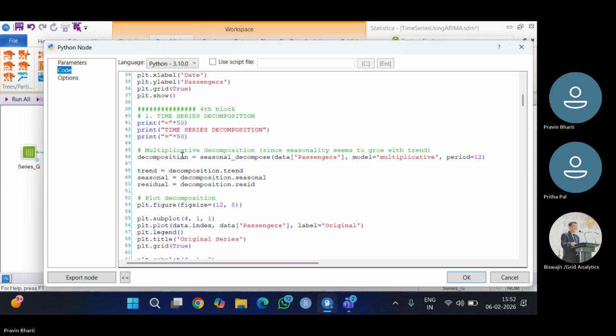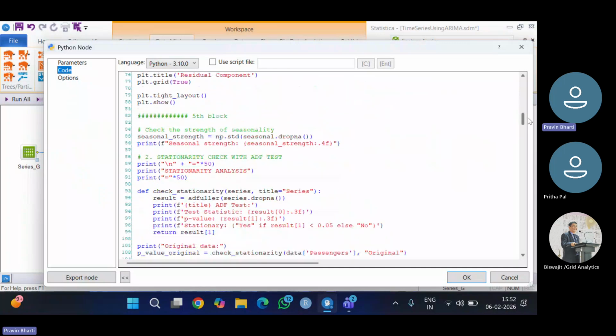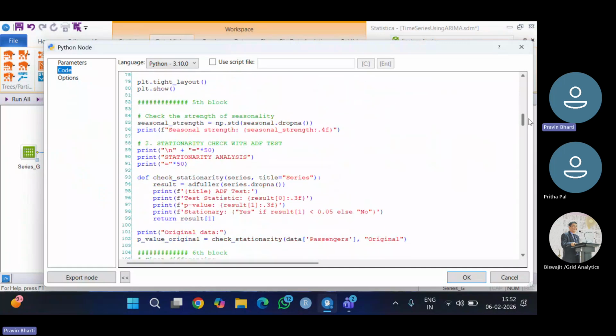It decomposes the original time series data into its components. So it will plot its trend, seasonality, and residual components in different graphs. And then these commands will plot the components of the time series. Then the fifth block is to check the strength of seasonality, and these steps are used for the ADF test to check the stationarity.